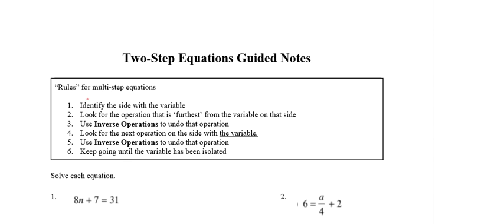4, look for the next operation on the side with the variable. 5, use inverse operations to undo that operation. And then you're going to keep continuing that. If it goes into 3 or 4 step equations, you're just going to kind of continue that process. So let's go over 4 examples.